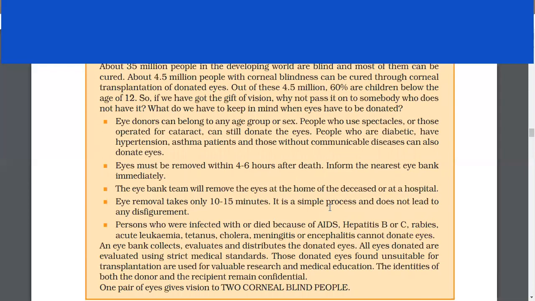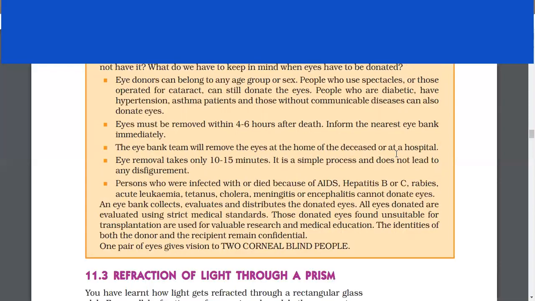The eye bank team will remove the eyes at the home of the deceased or at a hospital. Eye removal takes only 10 to 15 minutes. It is a very simple process and does not lead to any disfigurement. Persons who were infected with or died because of AIDS, hepatitis B or C, rabies, acute leukemia, tetanus, cholera, meningitis, or encephalitis cannot donate eyes.